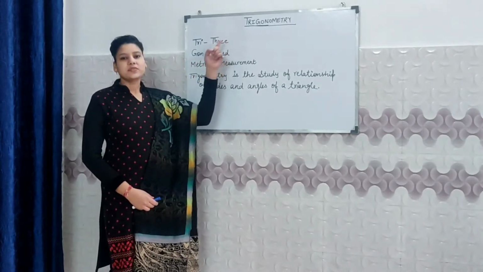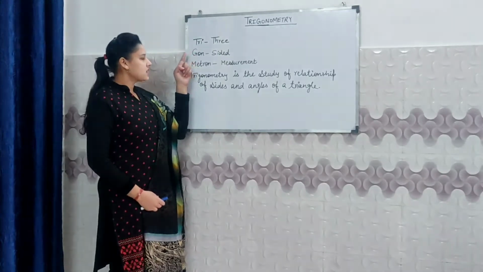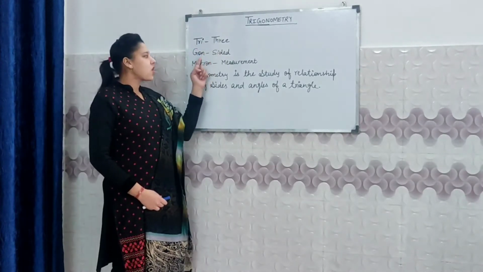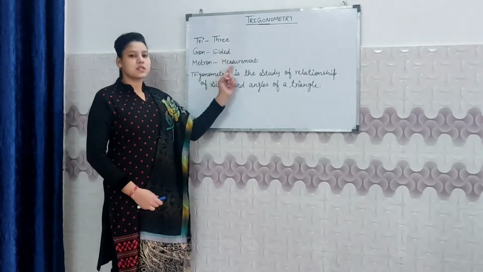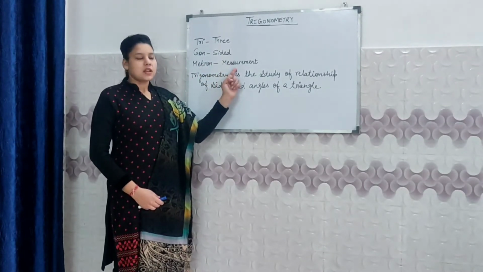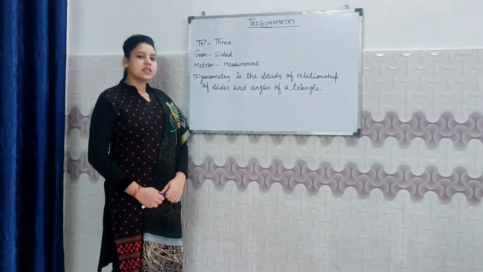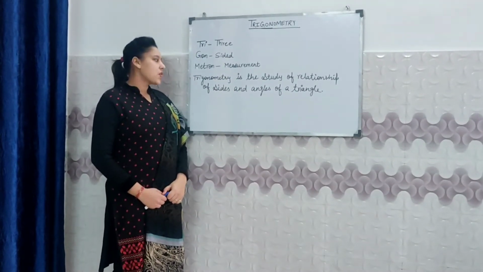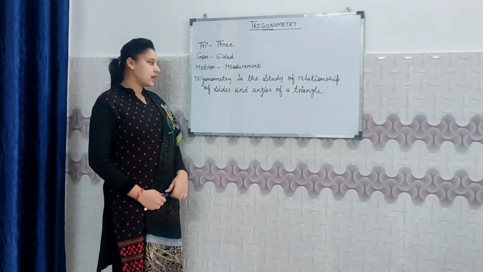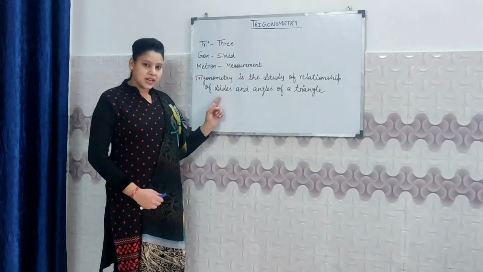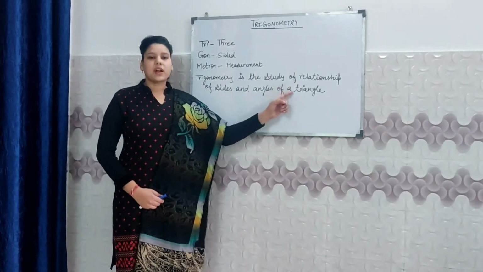Trigonometry consists of three words: tri, gon, metron. Tri means three, gon means sided, metron means measurement. It means that trigonometry is the measurement of three sides of a triangle. We can also say that trigonometry is the study of the relationship of sides and angles of a triangle.